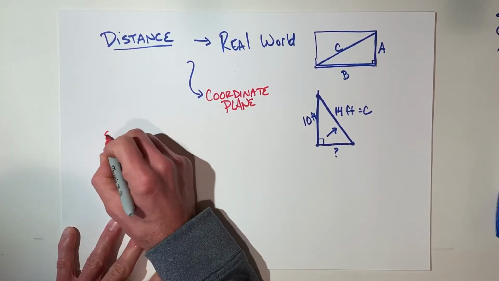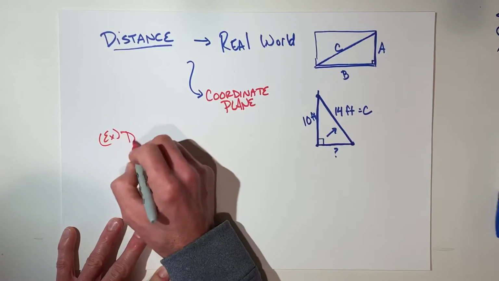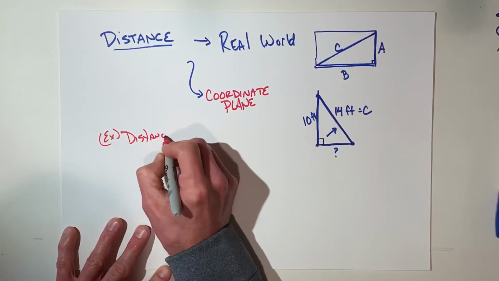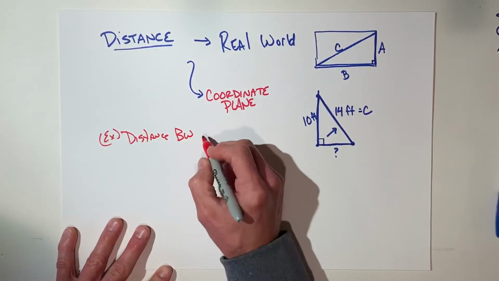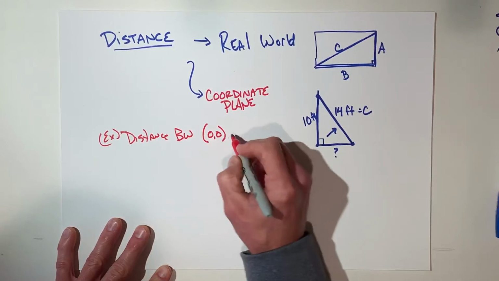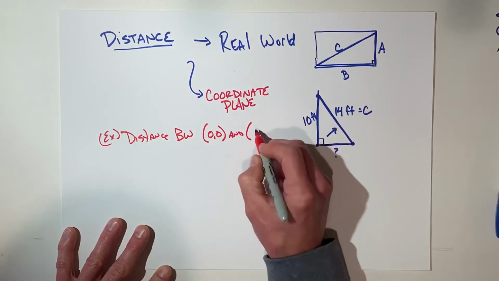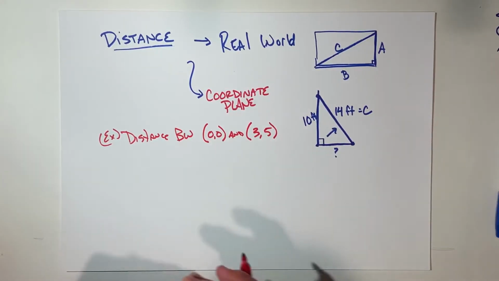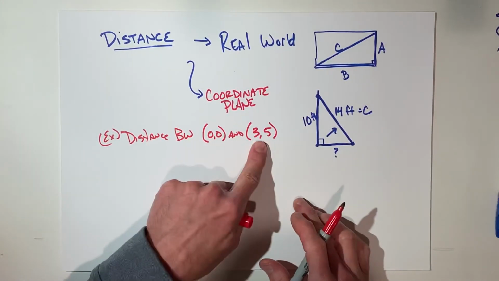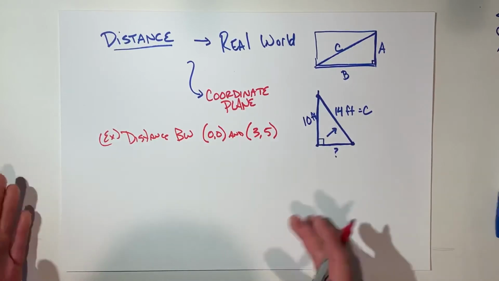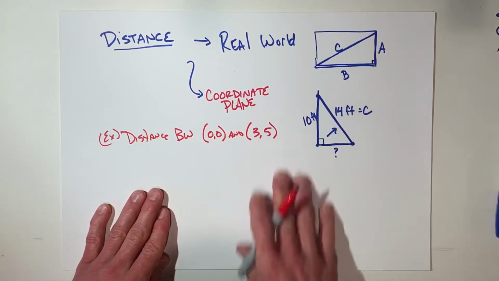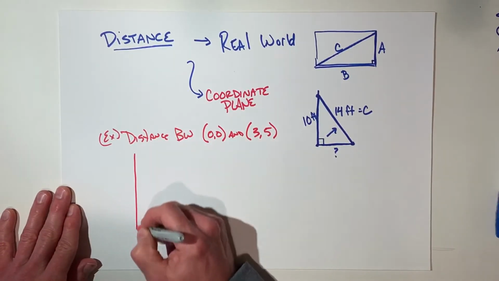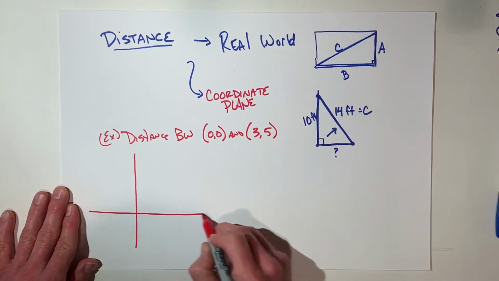So here would be a sample question. Find the distance between the point 0, 0 and the point, let's say, 3, 5. All right, so you just want to know how long a line is that goes from the origin to point 3, 5. Now, we could create a distance formula out of this, but for most of us, we would probably rather just get a visual.